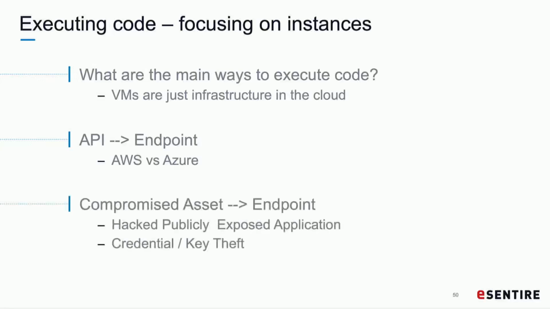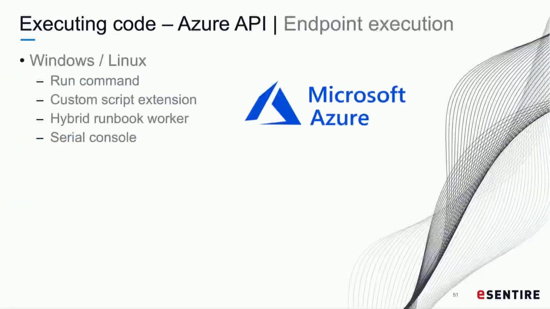And then obviously there's the classic way: if you're hosting a server in the cloud, running a web application, and it's affected by remote code execution, that can still be targeted. The person can get a shell at that level, escalate, and then try to pivot internally. But we're going to focus mostly on the API to endpoint.